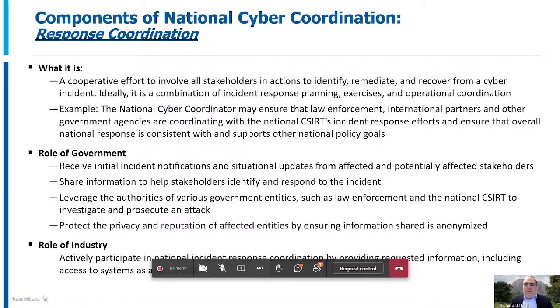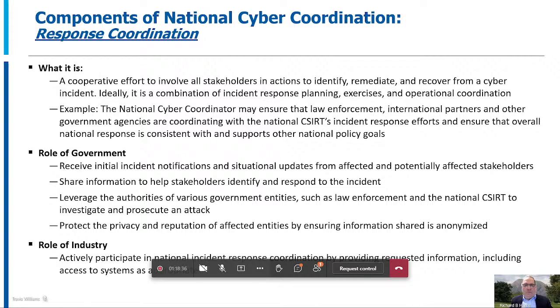But I think equally important, a national coordinator is responsible for ensuring that the integrity of the national response is maintained, and the reputation of government in its ability to deal with cyber incidents, cyber issues generally, is enhanced through a well-coordinated response activity.